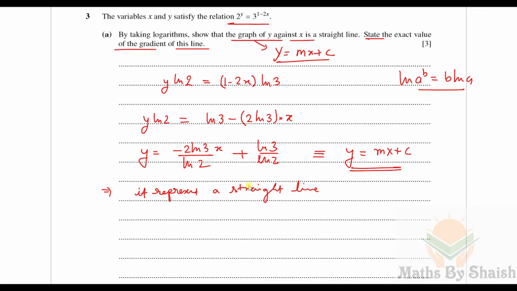The next part is to state the exact value of the gradient. We can compare, m is the gradient, and stating means we only write the gradient. The gradient is the coefficient of x, so minus 2 ln 3 upon ln 2, or we can write the 2 as the power of 3, so it becomes 3 squared, that is 9, so it becomes minus ln 9 over ln 2. So that's the gradient. I hope it is clear. Let's do the B part.